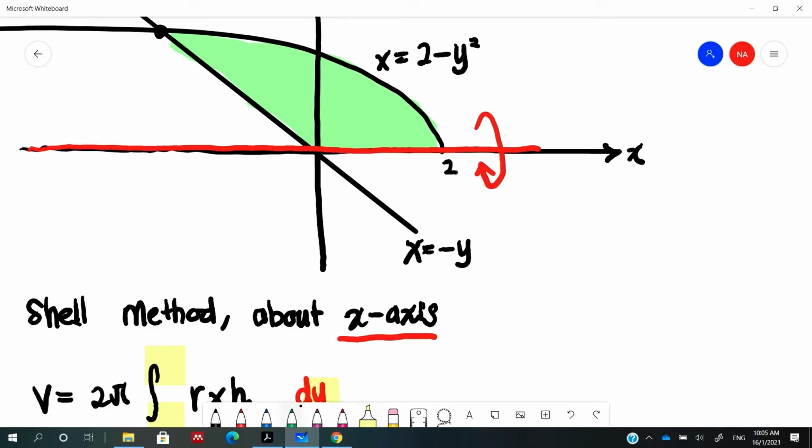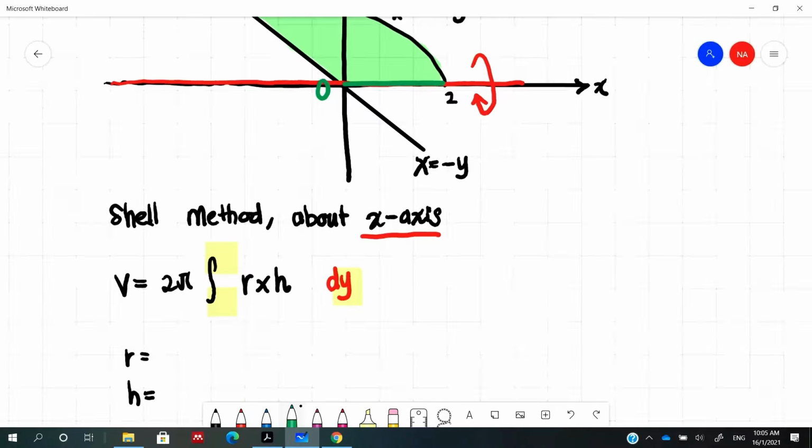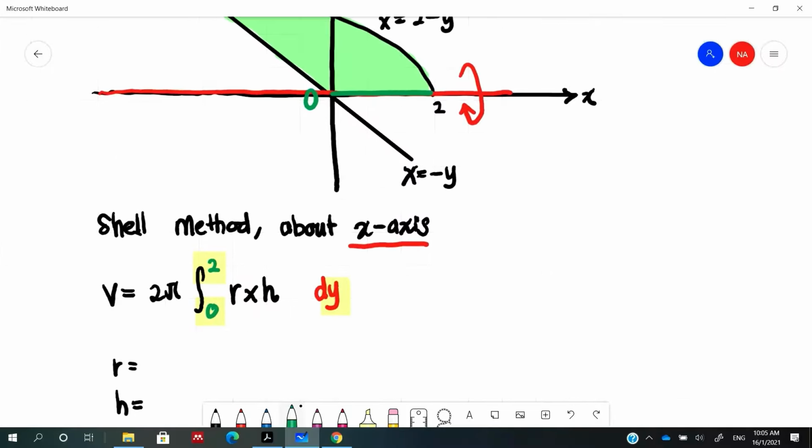So look at the region where it is bounded. Of course, from 0 until 2. Right, so that is the bound. So the upper bound and lower bound of the region are from 0 until 2 on the y-axis. Why is it on the y-axis? Because now the function is in terms of y.